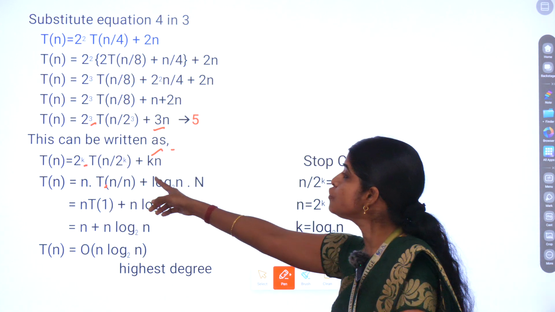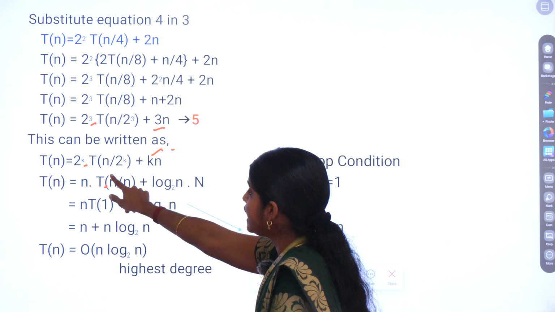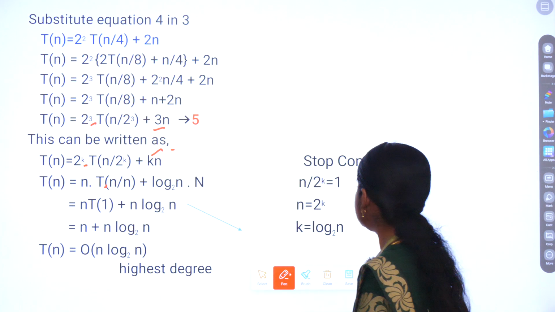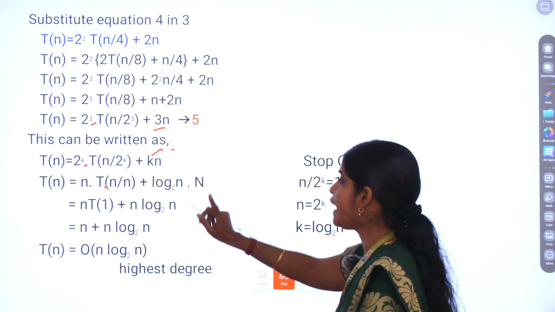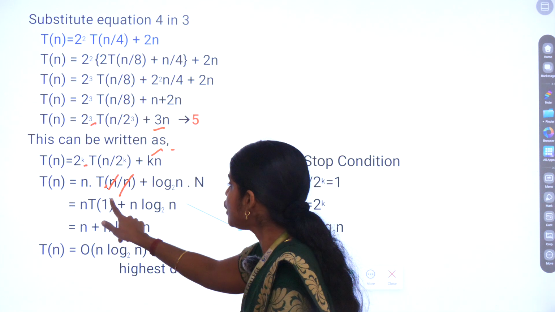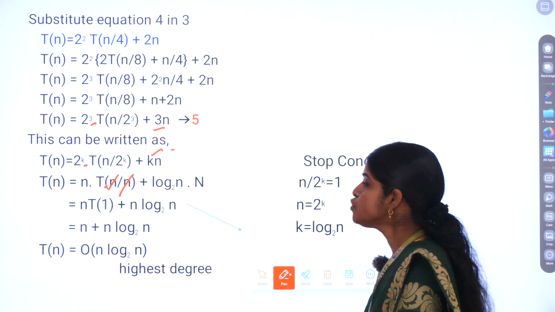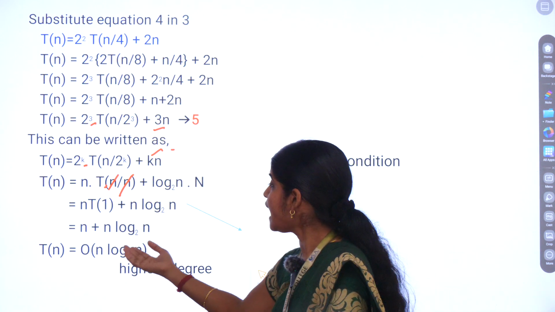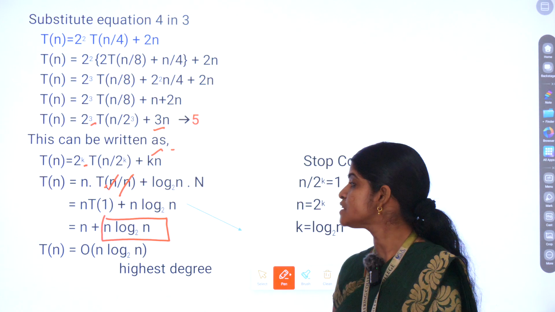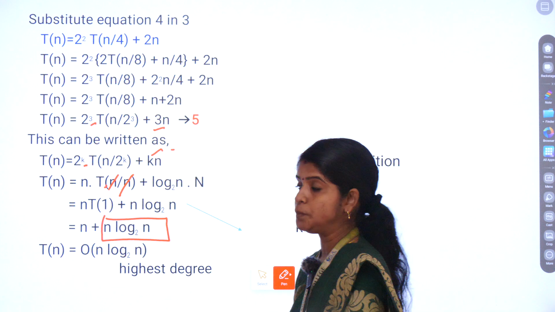So we want to substitute here. So 2 power k is nothing but n. T of n by 2 power k is nothing but T of 1. Again n plus kn, which is nothing but log n base 2 into n. Again this n and this n will be cancelled. So here n into T of 1 plus n log n base 2. So we want to choose here the highest degree. Here the highest degree is n log n base 2. So finally the time complexity of merge sort is nothing but big O of n log n base 2.